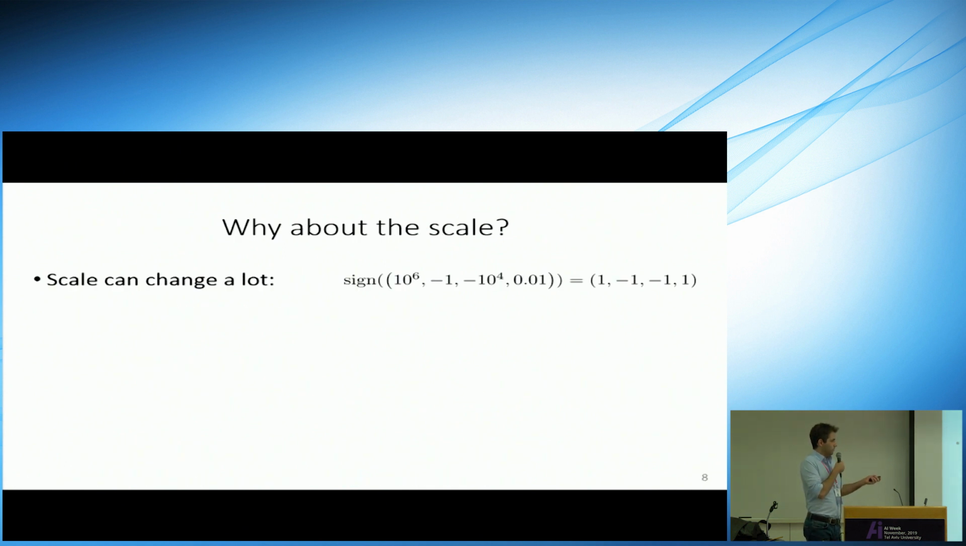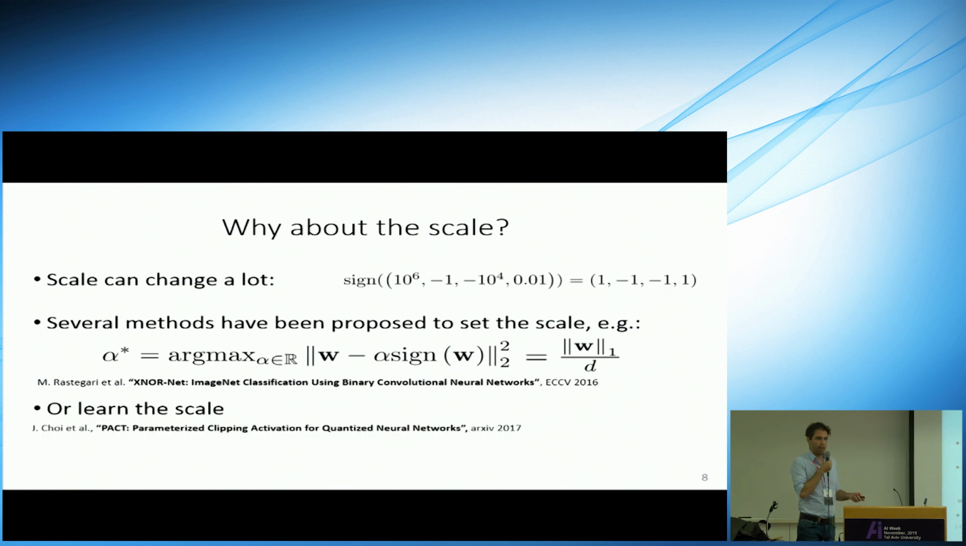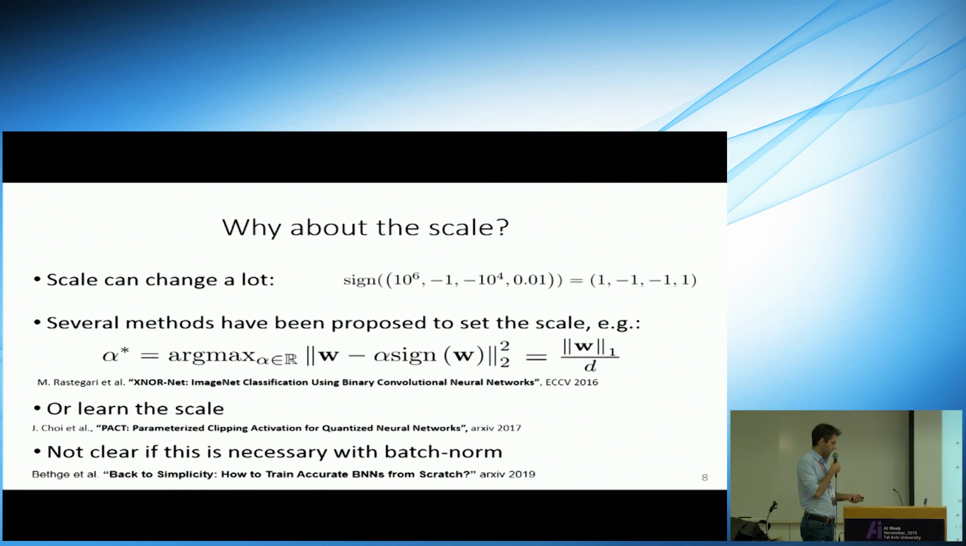But if you look at the scale, as I said, it could change a lot. There are quite a lot of other works trying to correct that, trying to calculate the best scale to minimize the mean square error, for example, and you can calculate this analytically. Other works try to train that scale, trying to find it. But other works say that it's not very clear if it's really necessary to find this scale. It doesn't always improve performance in some networks.